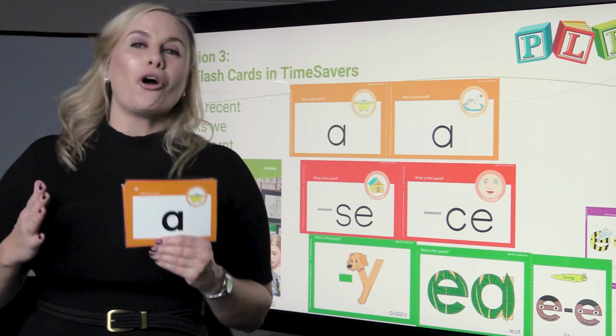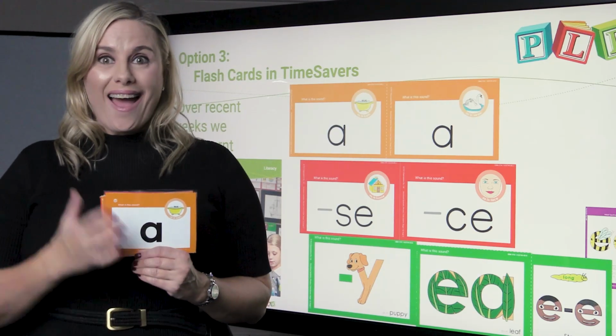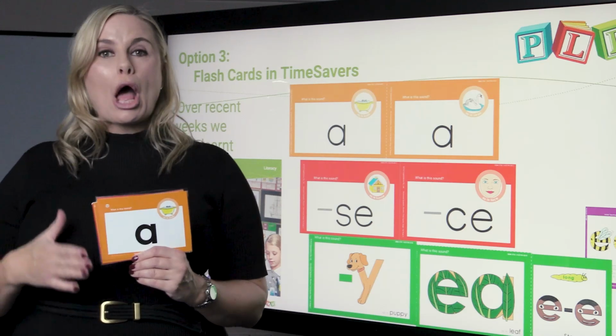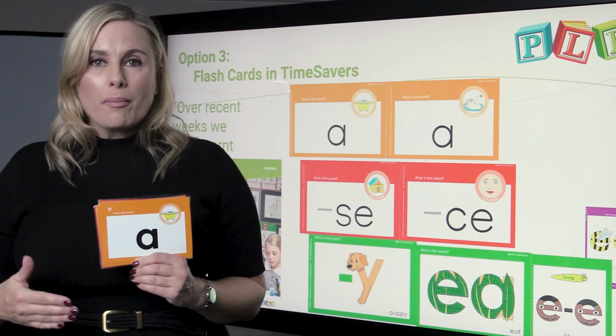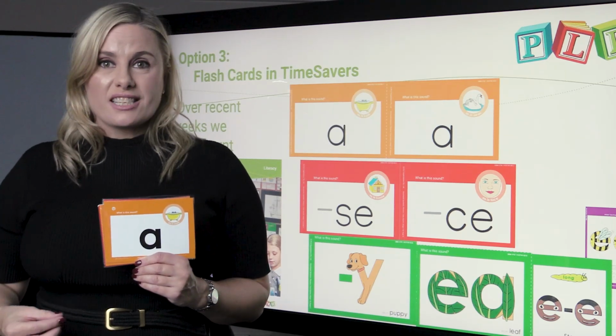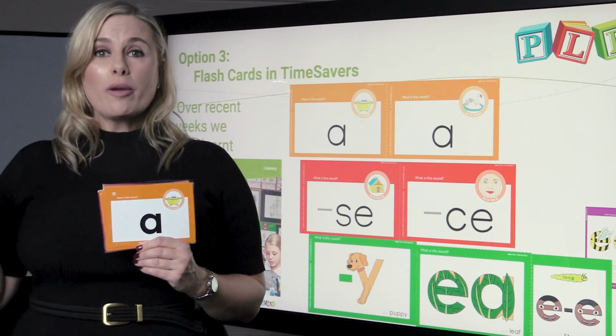Group 1. Over the last 3 weeks, we have learnt that the letter A can also make the sound ah, as in bath. But we're going to put that into practice today. On your whiteboards, I want you to spell the word fast. Go. Show me.